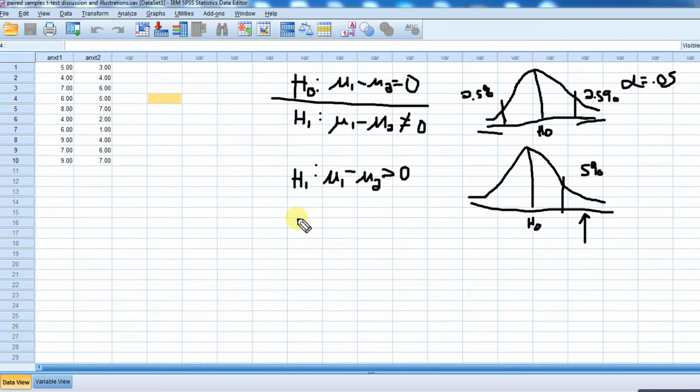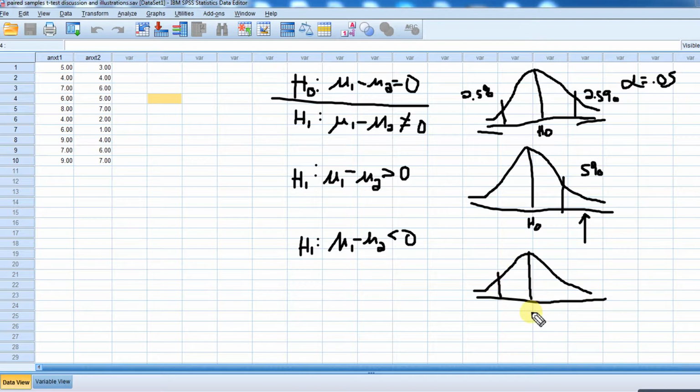A second possible alternative hypothesis is that mu1 minus mu2 is less than 0. So this is another possible directional hypothesis. And in this particular case, our region of rejection would then fall in the lower tail of the sampling distribution. So there's our region of rejection. Here's our null hypothesis. So if the mean difference we observe in our sample puts us in this tail right here, we would reject the null hypothesis. We would reject this and adopt the alternative. If our mean difference puts us in this region right here, we would be maintaining the null hypothesis.